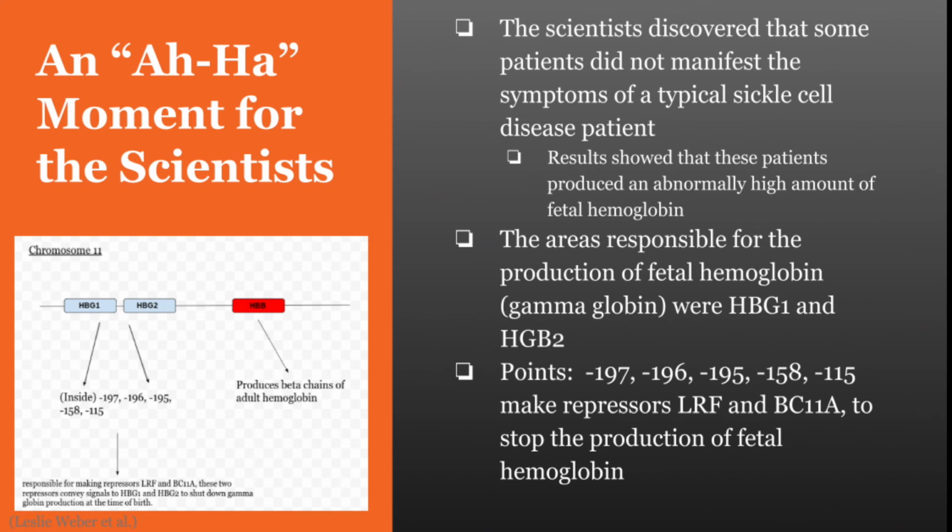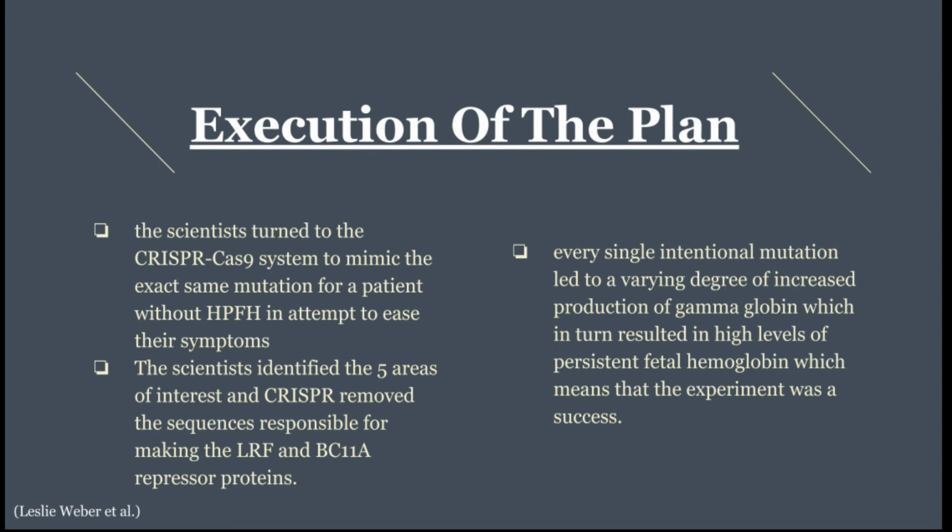These two repressors convey signals to HBG1 and HBG2 to shut down gamma globin production at the time of birth. Obviously, for the patients who produce fetal hemoglobin, the repressors were never made, therefore the production of fetal hemoglobin was never turned off. The drawing on the left was made by me to explain how fetal hemoglobin should be stopped at birth. Knowing the points of mutation now, the scientists turned to CRISPR to mimic the exact same mutation for a patient without hereditary persistence of fetal hemoglobin in an attempt to ease their symptoms.